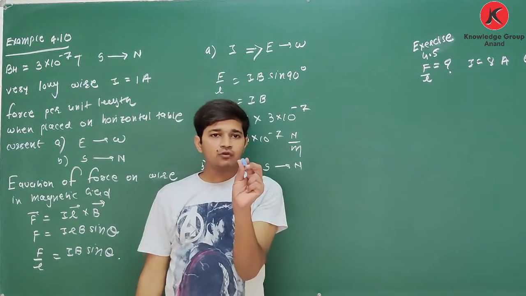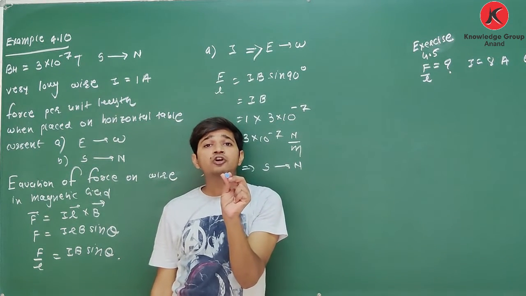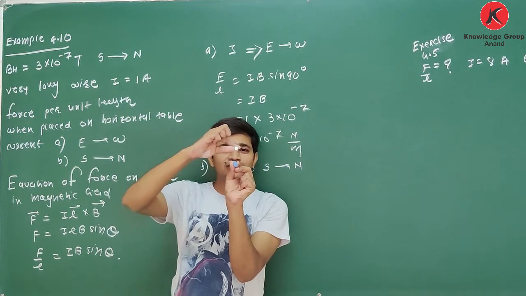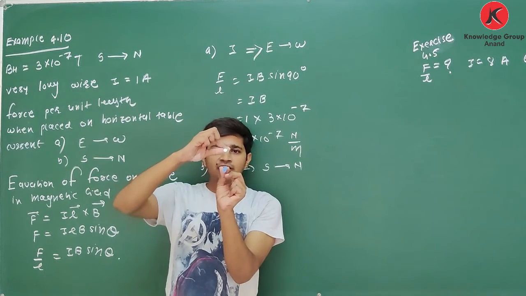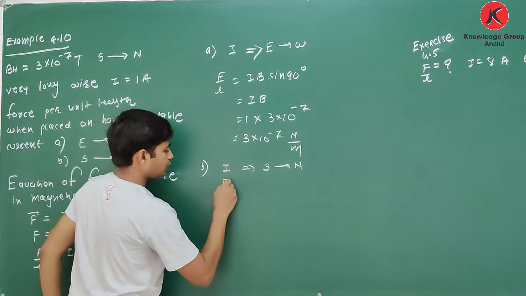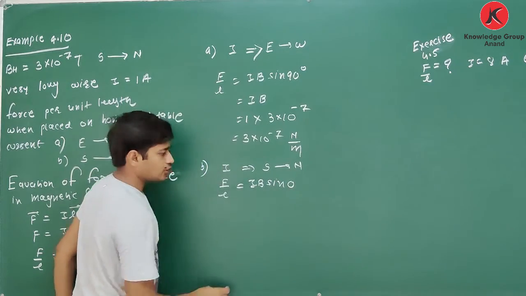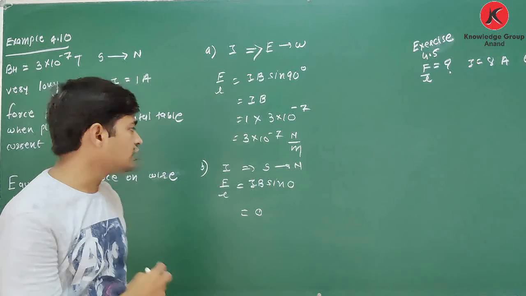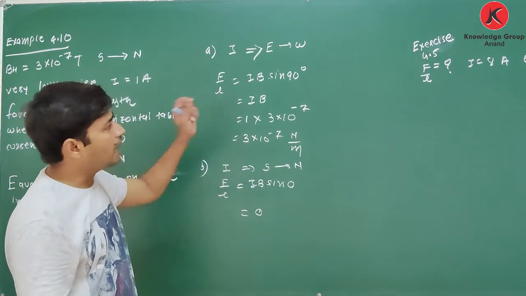Question B. When current is flowing from south to north. Again, the magnetic field is always from south to north in this direction. Now current is also flowing from south to north, in this direction. See, these two chalks are parallel. So what is the angle between them? Theta is equal to 0. Then force per unit length is IB sin 0. Sin 0 is 0. Then what is the force acting on it? 0. Clear about this? So this magnetic force depends on the angle.